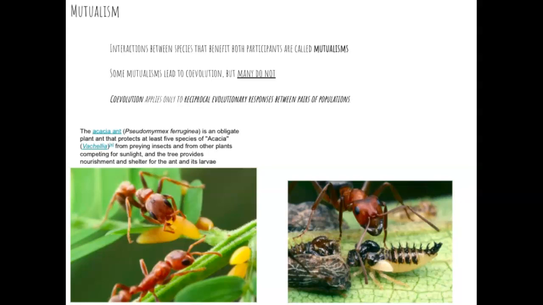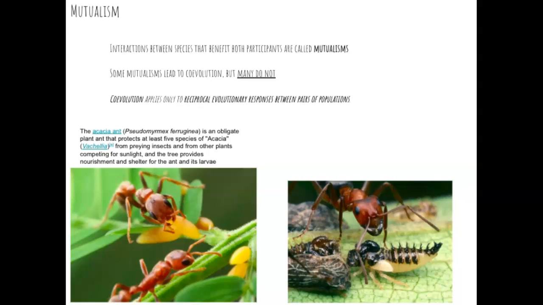The other picture on the slide, which is the one in the bottom right-hand corner, is a different species of ant, and the little insect in front of it is called a tree hopper. And so the ant sort of takes care of the tree hopper. If it rains, it moves it out of the way. It takes care of it and protects it.